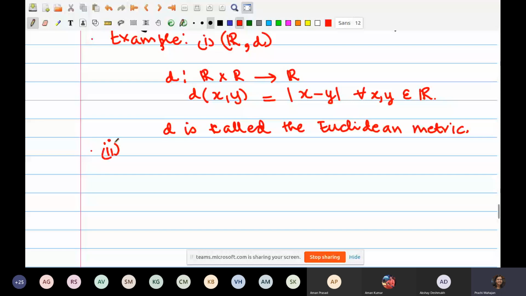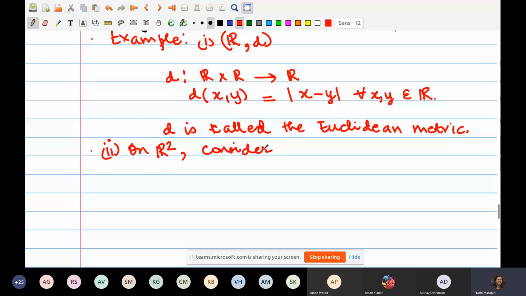So it's possible to define several metrics on the same set. Let's consider the set R2. What is R2? This is the set of ordered tuples R cross R, the two-dimensional Euclidean space. I'm going to define metrics on this R2.